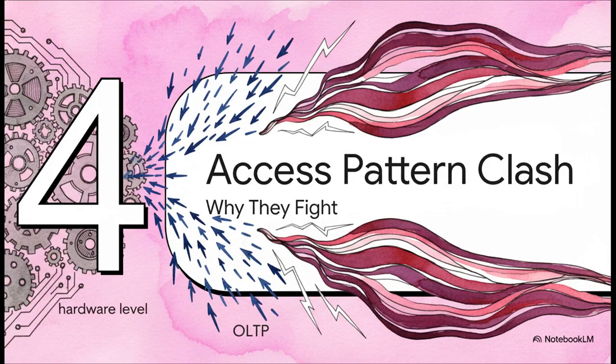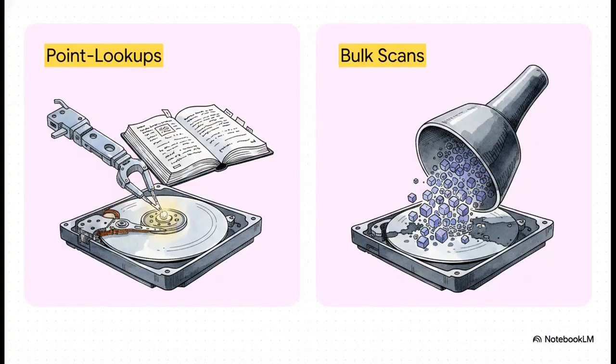Which brings us to Section 4, the access pattern clash, and why these two systems inherently fight. This fundamental clash in access patterns is exactly why the myth of the universal database just falls apart. It all boils down to point lookups versus bulk scans.